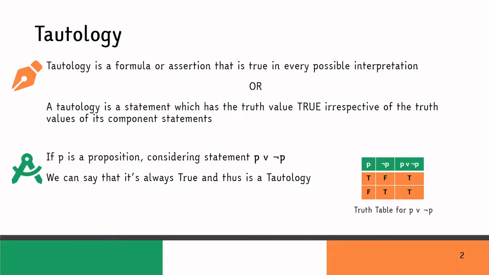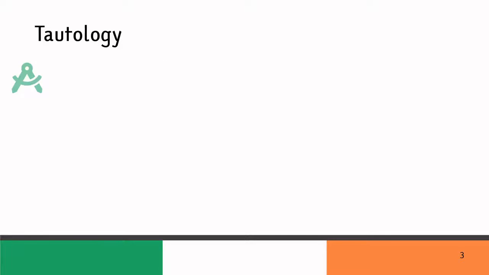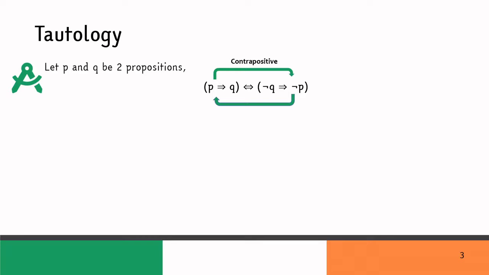Let us consider some more examples. Considering the statement P implies Q is equivalent to negation of Q implies negation of P. We all saw the contrapositive law in the last section. It said P implies Q is contrapositive to negation of Q implies negation of P and vice versa. What it means is that they hold the same truth values and this statement should ideally be a tautology.